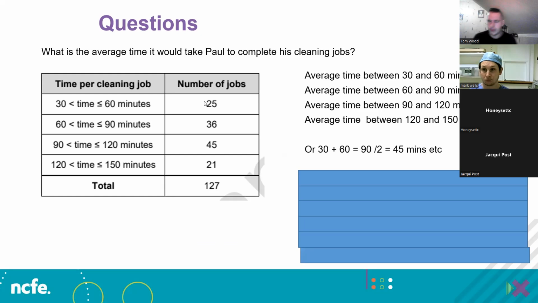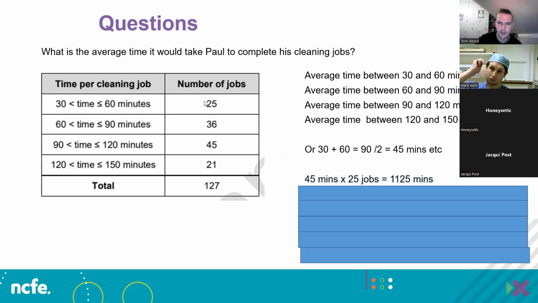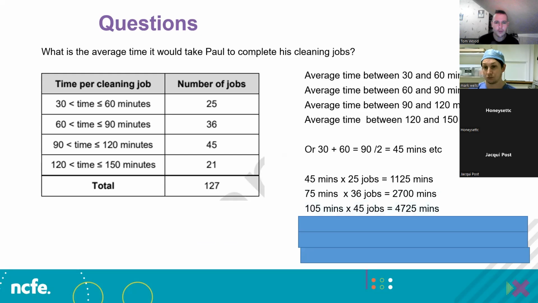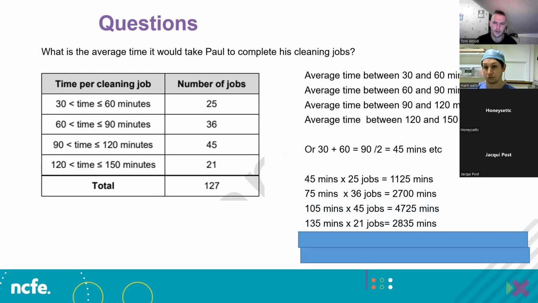What we're doing here is a bit of a shortcut. We're using these estimates. So I know that 25 of the jobs took around 45 minutes. I'm going to multiply that across, and I've got a total of 1,125 minutes. I'm going to do the same for the next one. So there were 36 jobs that took 75 minutes, 45 jobs that took 105 minutes, and 21 jobs that took 135 minutes.